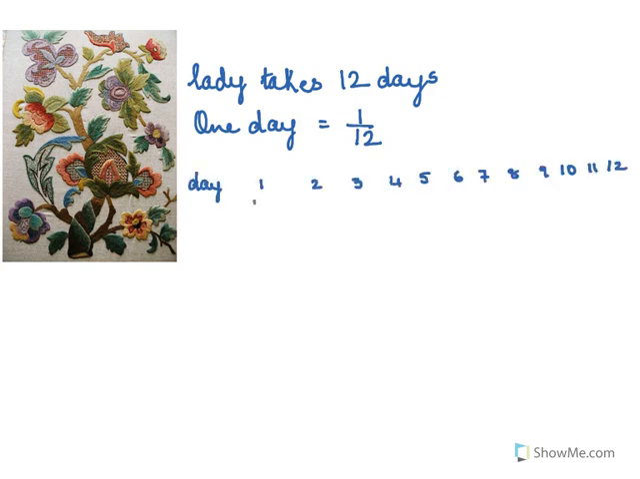On each day she'll do 1 by 12, next day 1 by 12, third day 1 by 12. So 12 days, 1 by 12. By the 12th day she would have completed her embroidery.